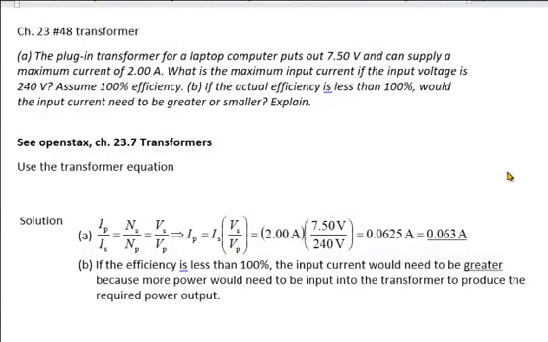All right, and the last problem that I want to do. A plug-in transformer for a laptop computer puts out 7.5 volts and can supply a maximum current of 2 amps. What is the maximum input current if the input voltage is 240 volts? Assume 100% efficiency, and then if the actual efficiency is less than 100%, would the input current need to be greater or smaller? Explain. So use the transformer equation from 23.7, and that is straightforward.